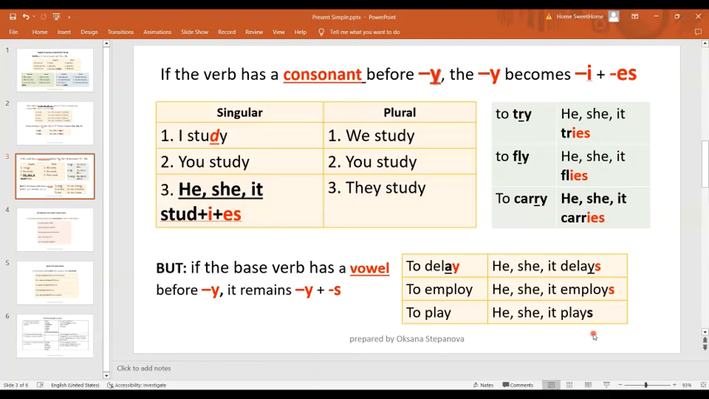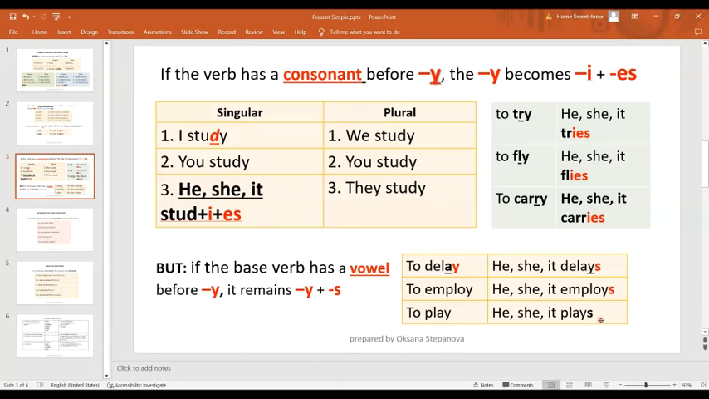And what is the difference between the words study and play? Why is there a different suffix at the end of the word? Hope you can easily answer these questions. That's a little test from me to you.